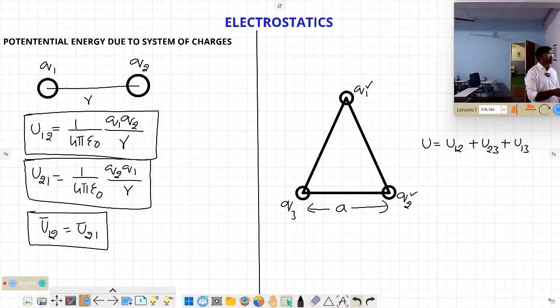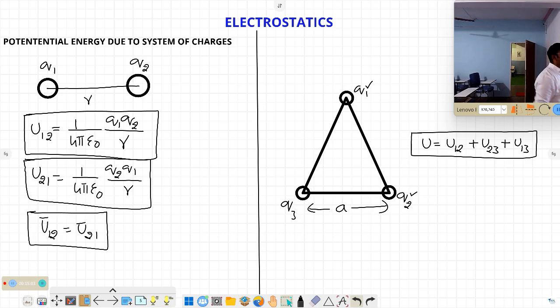Can you take any other combinations? You can check that you can't take any other combination. 1 3 is over, 1 2 is over, 2 3 is over. So the maximum possibility of energy combinations for the system of three charges is three. That is U12 plus U23 plus U13, or U31.